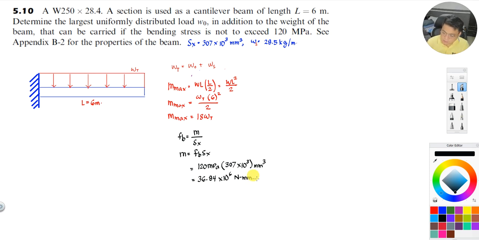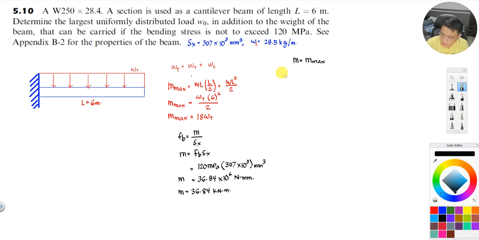So, to become kilonewton meter, we divide it by 10 to the 6, or that is equals to 36.84 kilonewton meter. Again, this is in meter. This is now your M. Okay, so the M, based on the maximum stress, should become equals to M max.